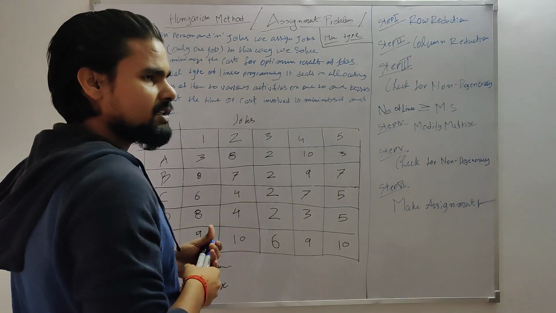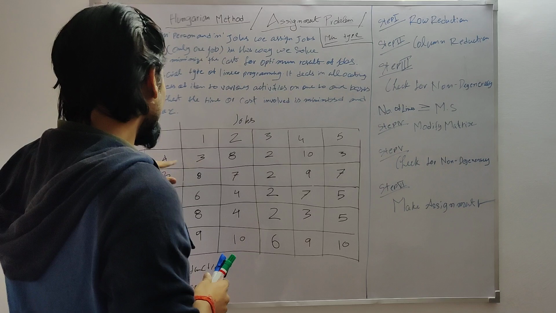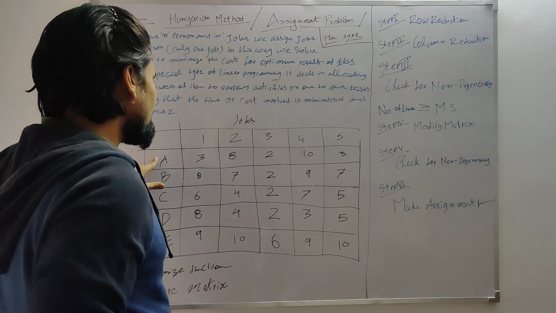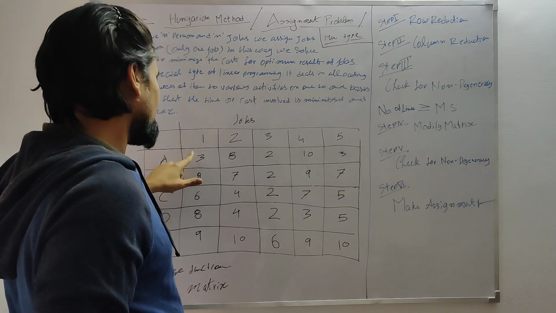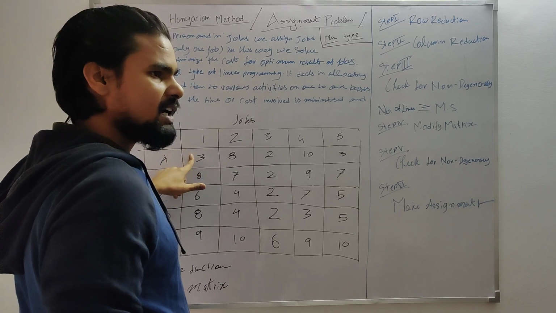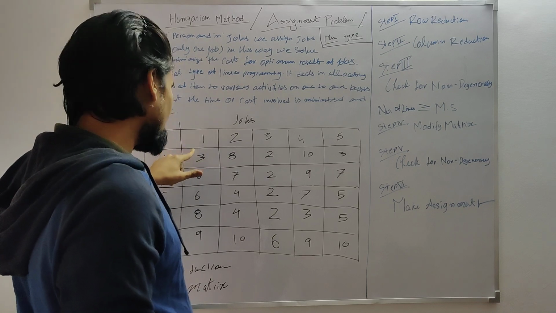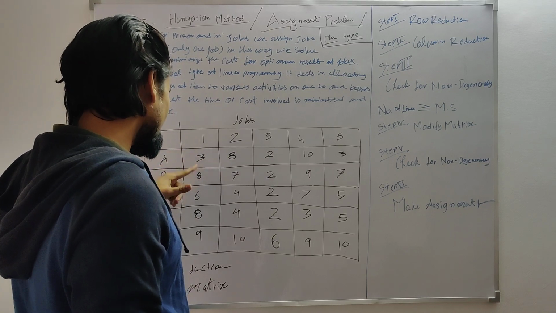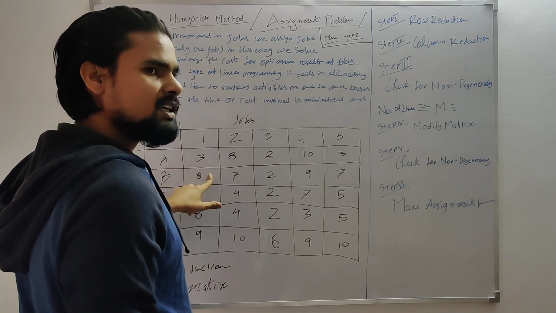n number of employees. Okay, so in this, A is the person who is making product A, so he is taking 3 units of time. This unit may be hours or days. So if A makes product A, he will take 3 hours. Similarly, if B makes product A, it will take 8 hours.